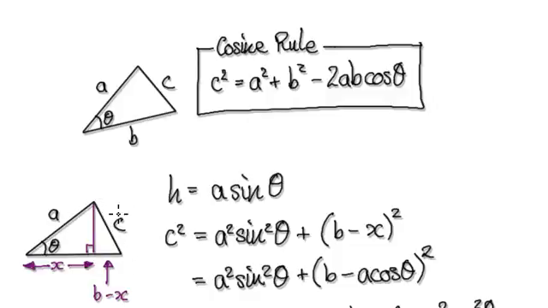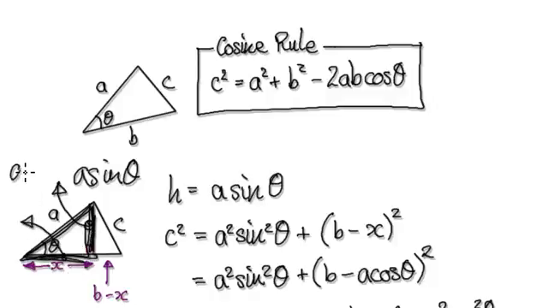The idea behind the cosine rule is that we would use this triangle here to work out the height. It would be sine, so don't forget this is sine here. The height would be a sine theta. And using this triangle, we can work out this length here. It would be a cos theta.